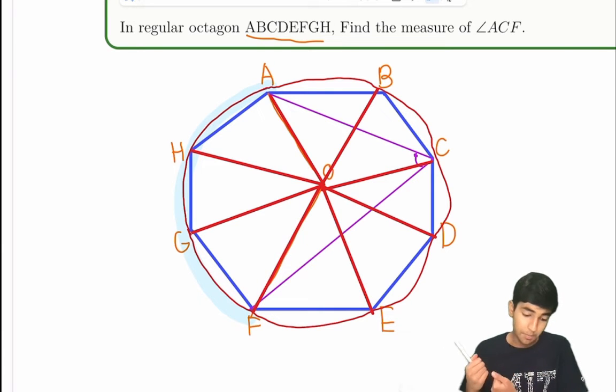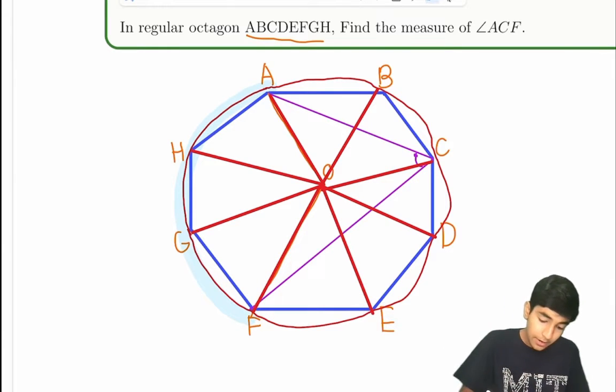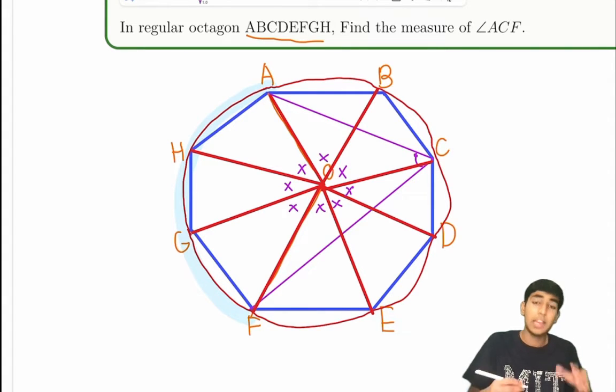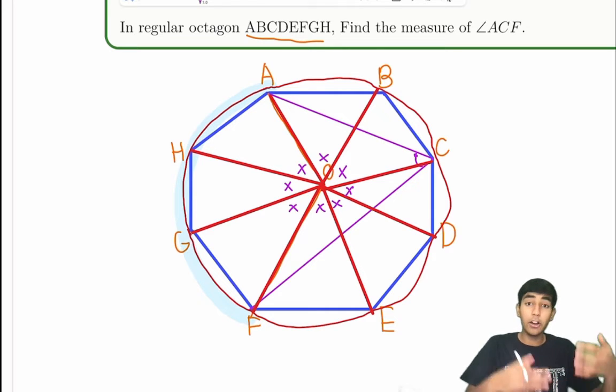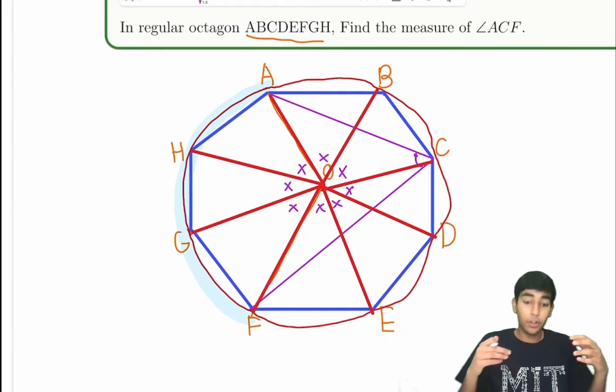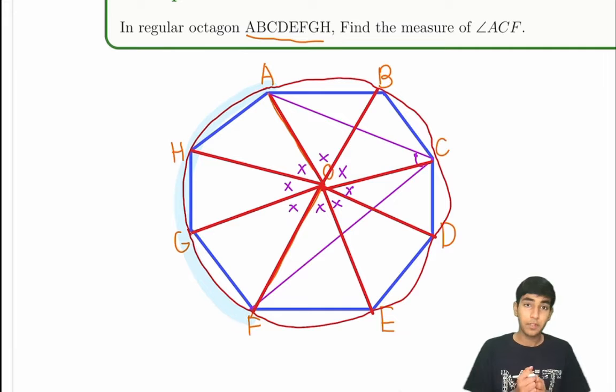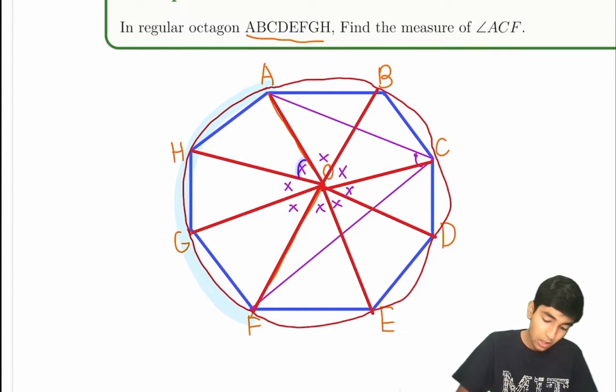They're all the same. And the key part here is that if they're all the same, then we can imagine all of these 8 angles to also be the same. And the reason they're all the same is because the octagon is regular. It's going to be fully symmetric, 8-fold symmetry. So all of these angles here are going to be divided up equally.